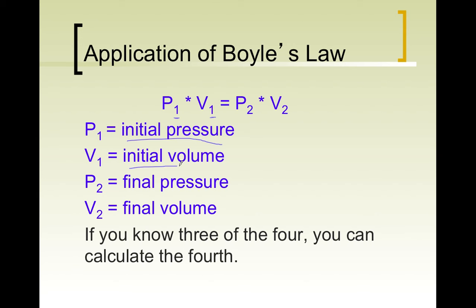If you already get an idea what 1 means and what 2 means, you don't have to write these 4 over here. You can just leave those out. Then I've got P2 and V2, which means your second pressure and your second volume, so those are the finals. Since this equation has 4 variables, as long as you know 3 of the variables, you can solve for the 4th one. And that's what it says at the bottom.